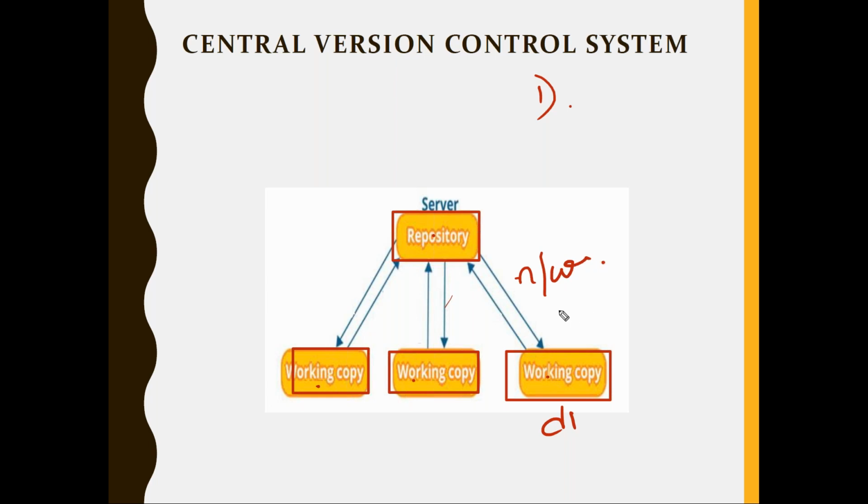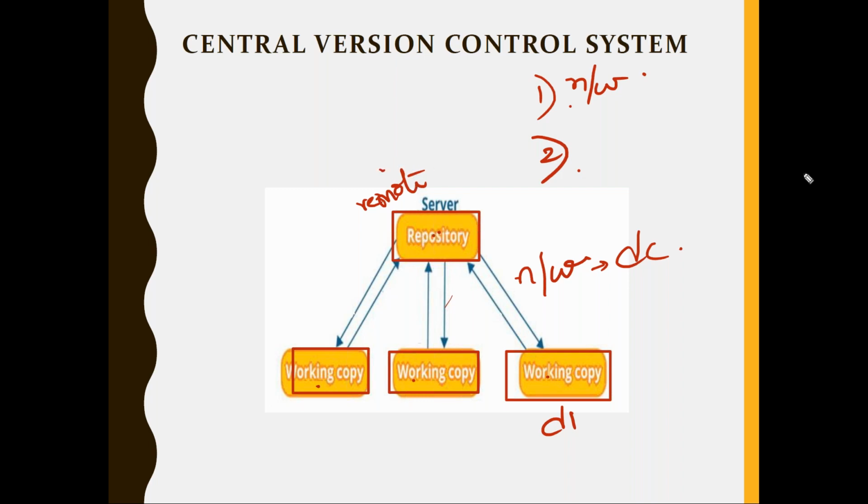a network connection should always be there to work on it, right? This is some remote server. So we should always be connected to it to work on it. For some reason, if the network is disconnected, the entire work will be halted. You have to wait till your network is restored. Okay, that's one drawback.